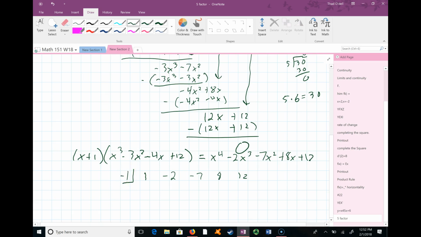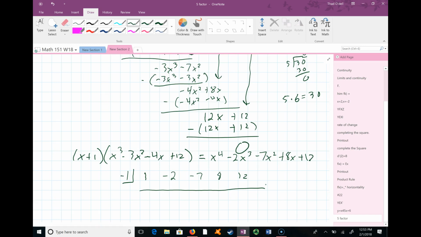So where do these numbers come from? You can see the 1 comes from the coefficient of x to the 4th, -2 comes from the coefficient of x cubed, -7 comes from the coefficient of x squared, 8 comes from this term, and 12 comes from the constant term. Now we're going to do a series of addition and multiplication.